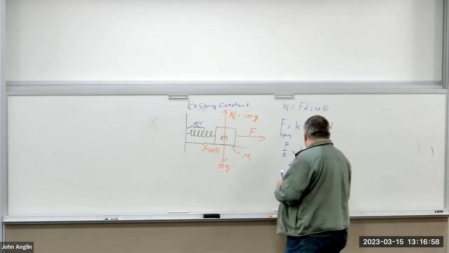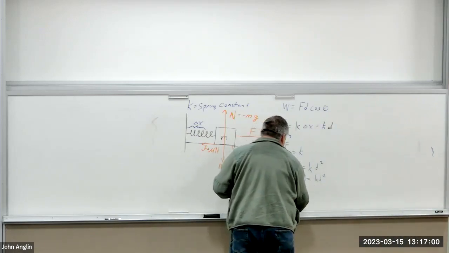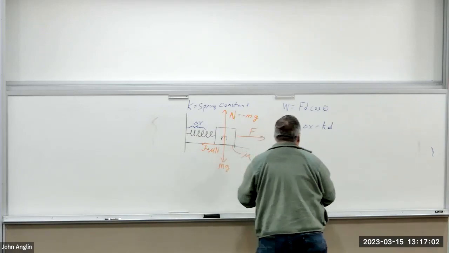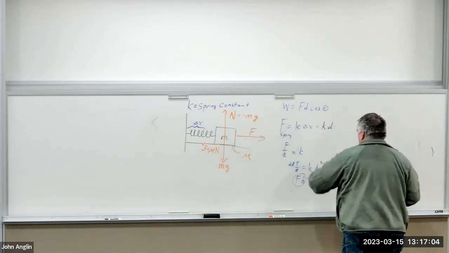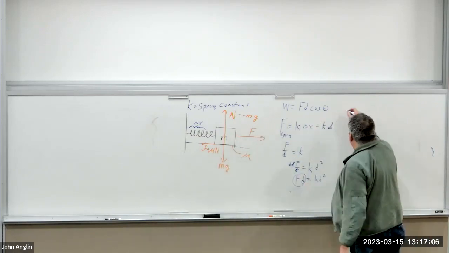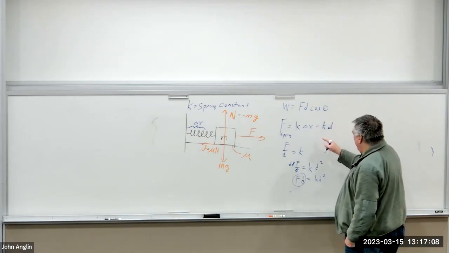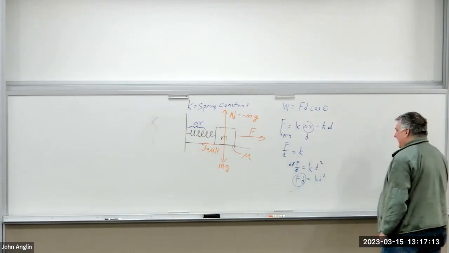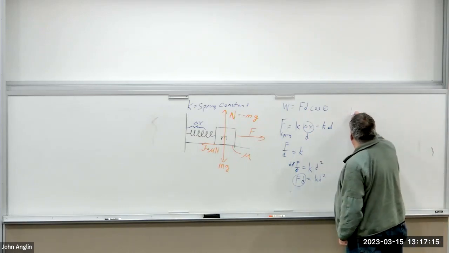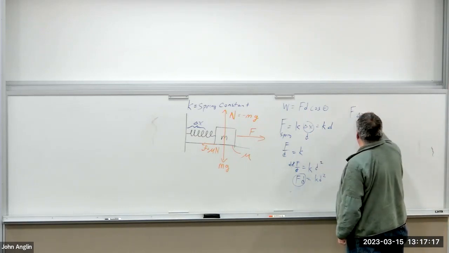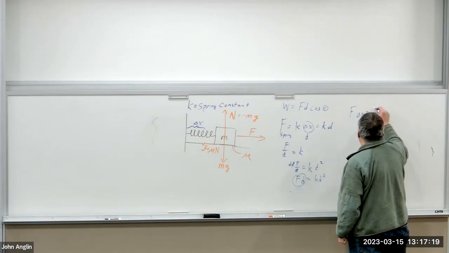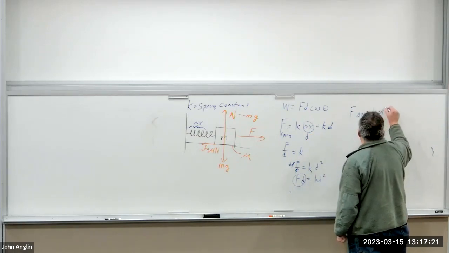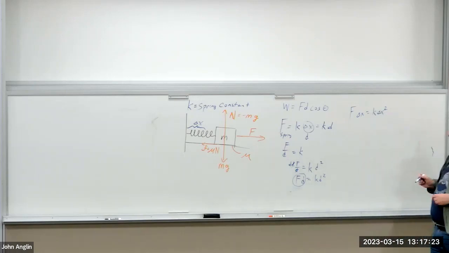well, first of all, let me do one more step here. Let's put it back in terms that we had. So D, remember, we did a substitution there. So let's put it back. So let's go F delta X equals K delta X squared.